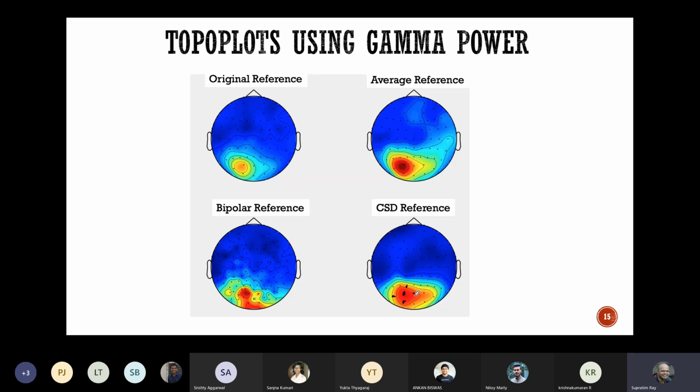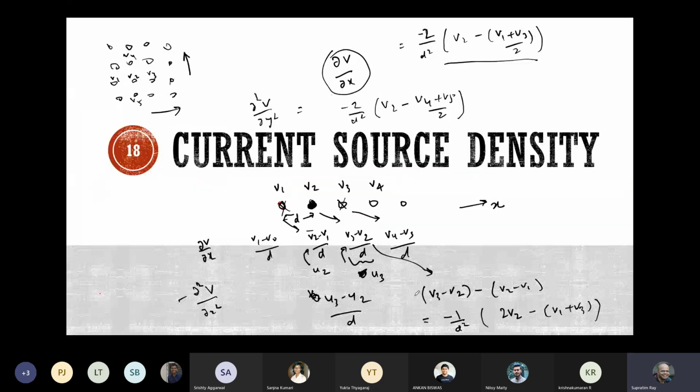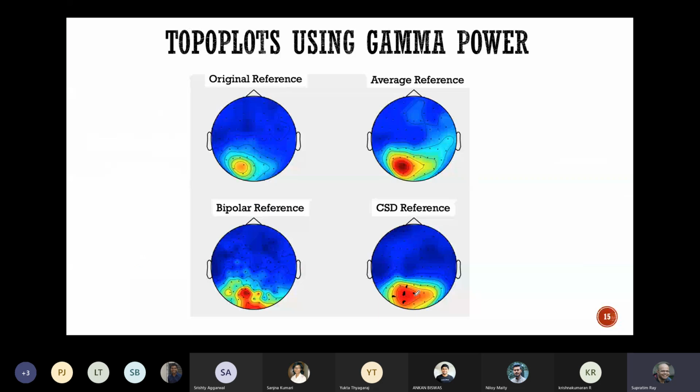Okay, and this is a good estimate of where the charges are. So if all the electrodes were picking up the same activity, so it was not localized, then the CSD would have been 0, because the average of the four is the same as what you have in the middle. Only when there's a gradient like this, things tend to fall off, then you see a non-zero charge distribution.